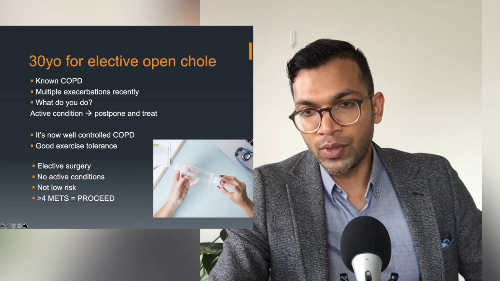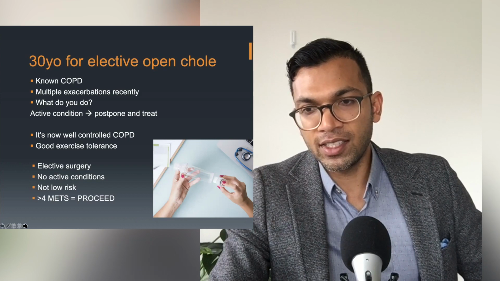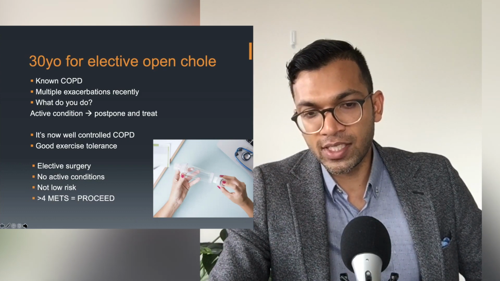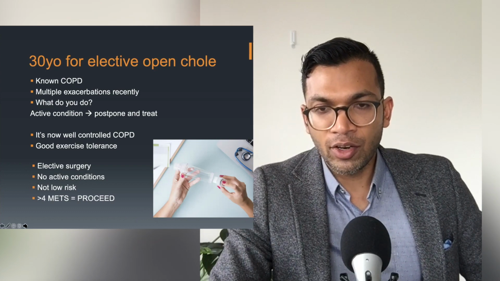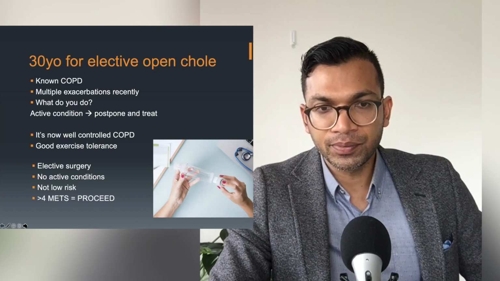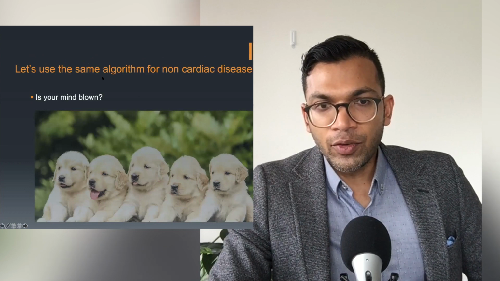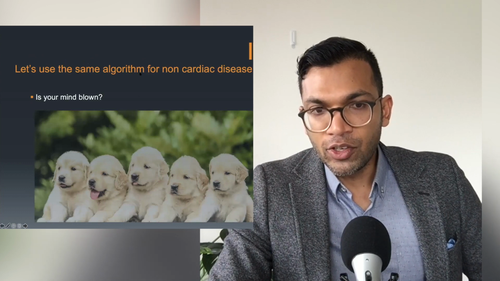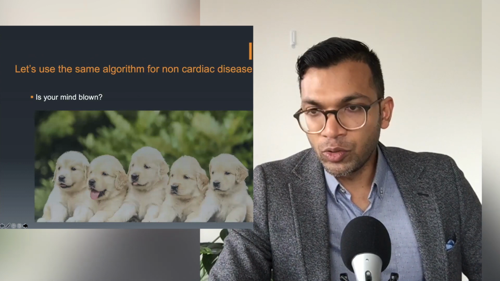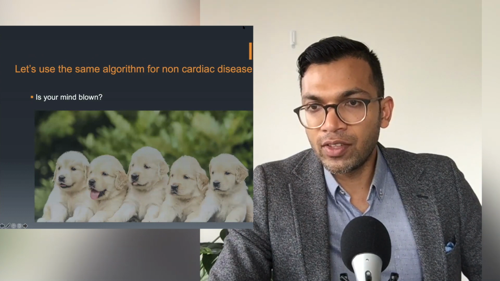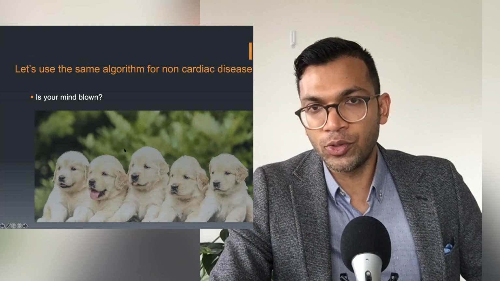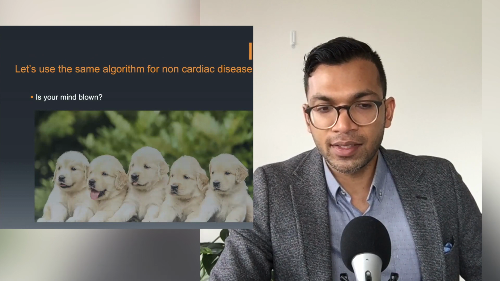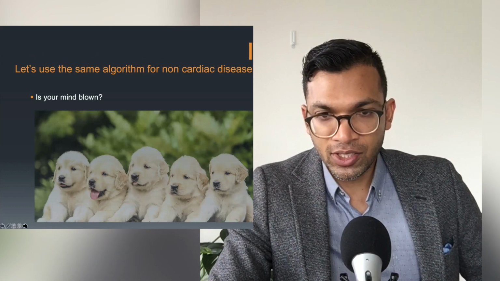And what they've done with the research on this is that it's not just for cardiac conditions. When you look at the patients, these are patients with lots of diseases, and 4 METs means that overall their body can handle this. So if we use the same algorithm for non-cardiac disease, it still works really well. So I'd encourage you, even though it's not a formal thing, this is something I think a lot of us anaesthetists use just intuitively because it makes a lot of sense, because not everything is just cardiac.